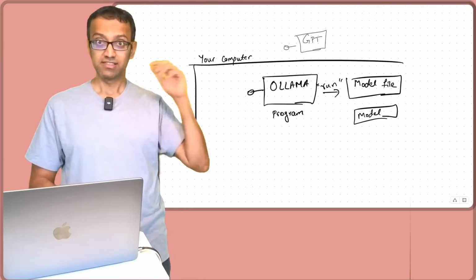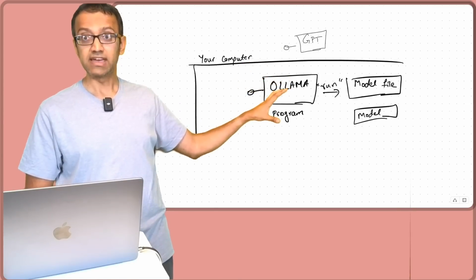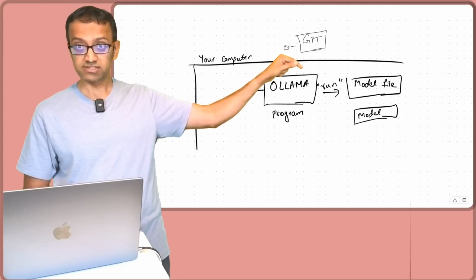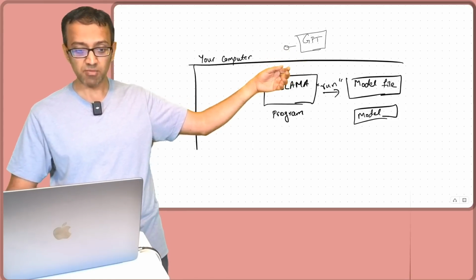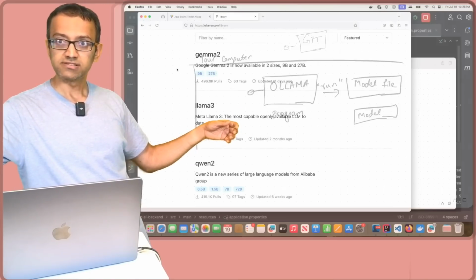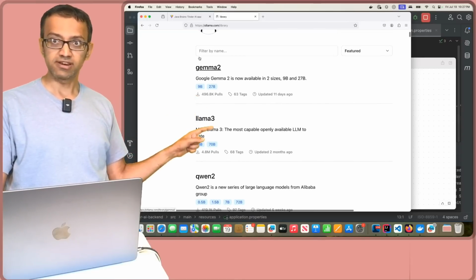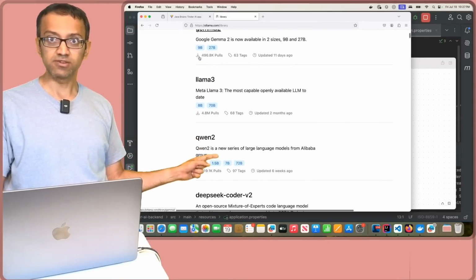Okay, that's what Ollama does. You're going to download Ollama, run it, so you have the application, and then you're going to say, I want models, which is what we saw there, right? We saw a bunch of models here. All these are models that you can download. You see here, Gemma 2 is a model that you can download and run. Llama 3 is another model. Qwen 2 is another model.